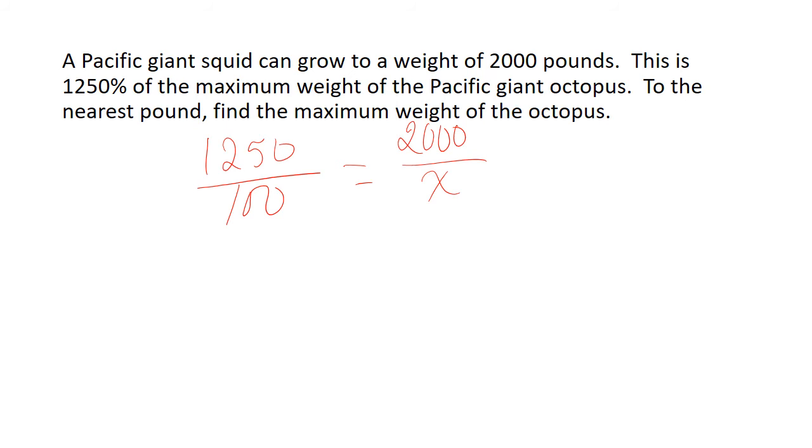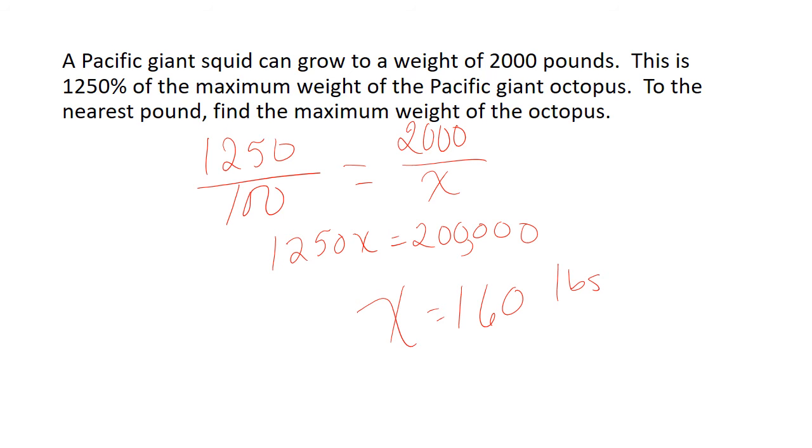Okay. So we're going to cross multiply. So it would be 1250 x is equal to, there's going to be 5 zeros behind my 2. That's a pretty big number. So 200,000 divided by 1250 is 160 pounds.